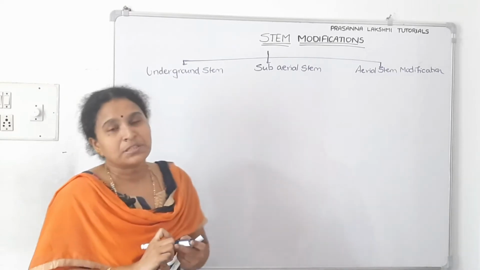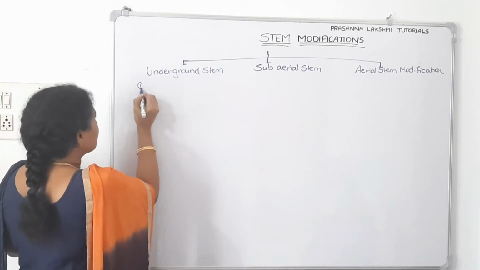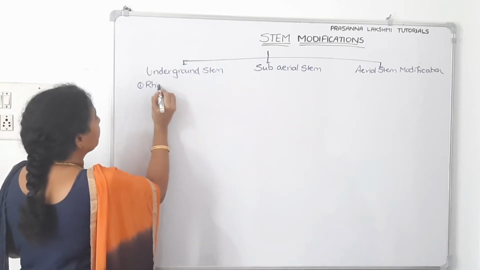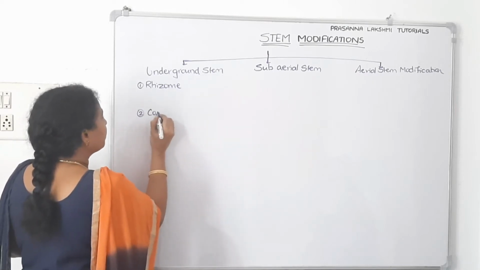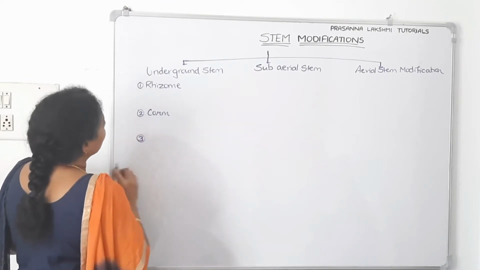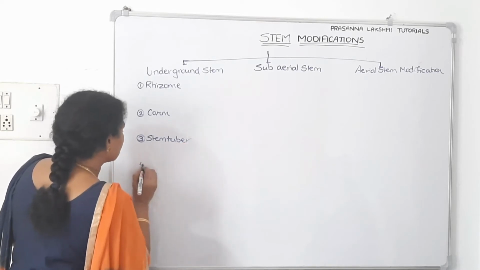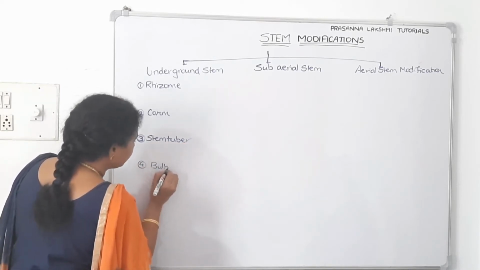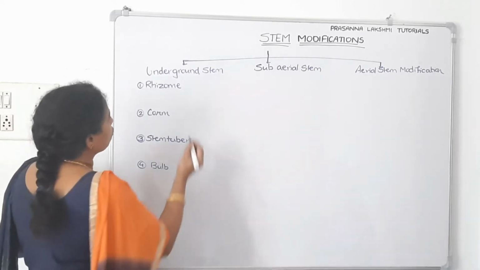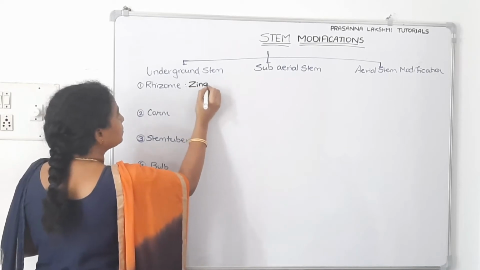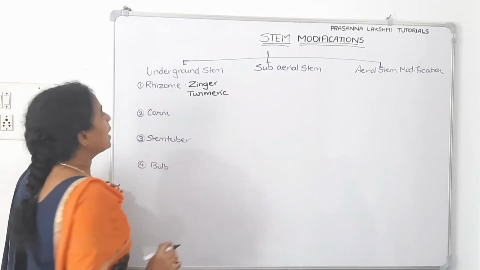Now under underground stem modifications, 4 examples will come. What are the 4 examples of underground stem modification? One comes as rhizome, the second one comes as corm, the third type will be called stem tuber, and the fourth one is called bulb. Now let me write down the examples. Later we will discuss. Examples for rhizome are ginger and turmeric. These are the 2 examples for underground stem modifications.